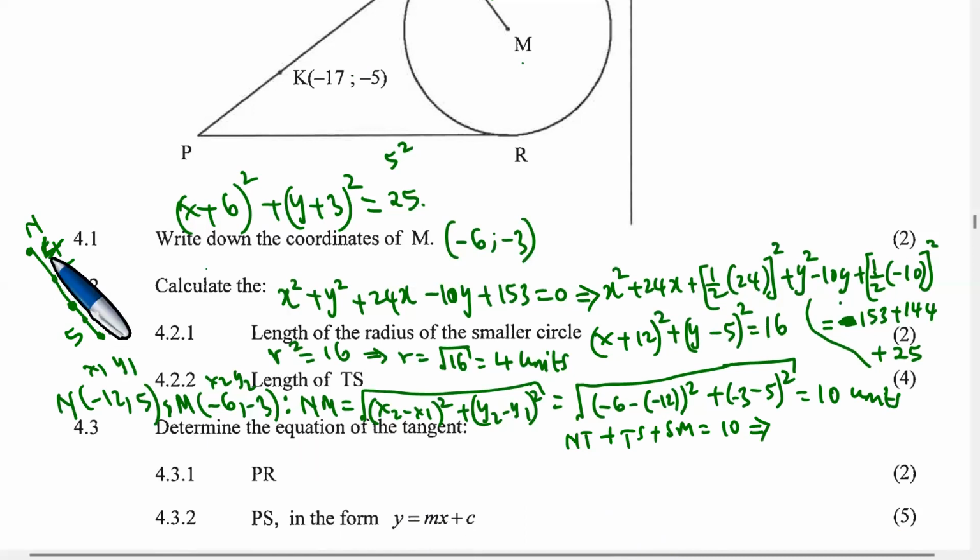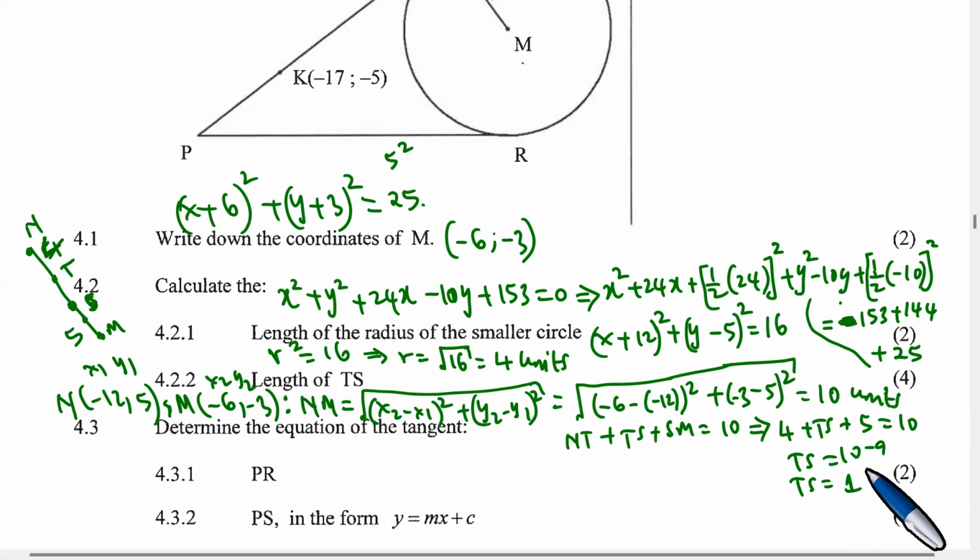Right, NT is 4 plus TS. SM is 5, and this is 10. So what is TS? TS is therefore 10 minus 9. What is 10 minus 9? 1 unit. So TS is 1 unit. So they said find the length of TS. It's only 1 unit. Okay.